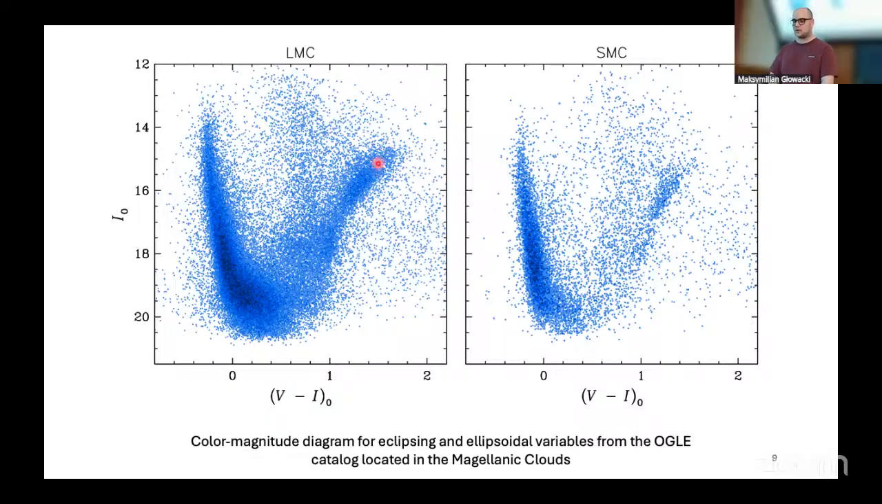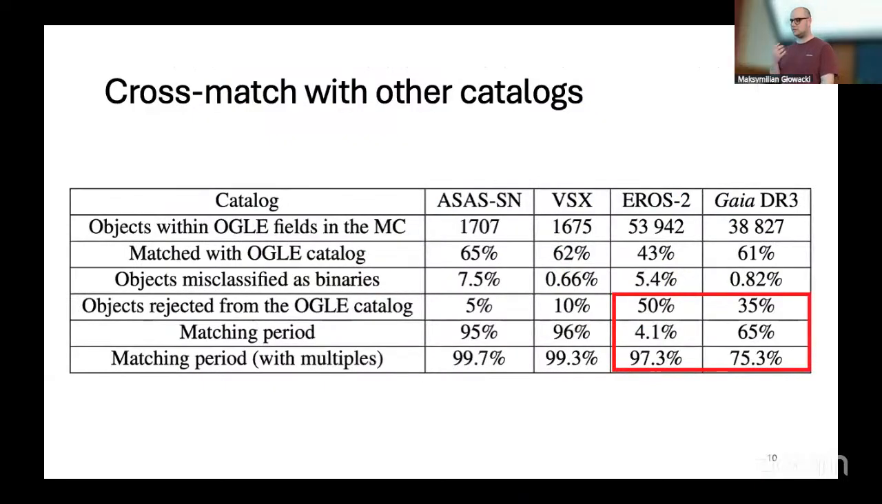Our catalog was also compared and cross-matched with the other most popular catalogs of binary systems, such as the catalog of Gaia DR3 candidates, VSX, which is the International Index of Variable Stars, EROS-2, and ASAS-SN. For all of them, we tried to cross-match all the stars with our catalog and compare orbital periods provided by other catalogs with ours. And surprisingly, first of all, a much smaller number of objects was successfully cross-matched than we originally thought.